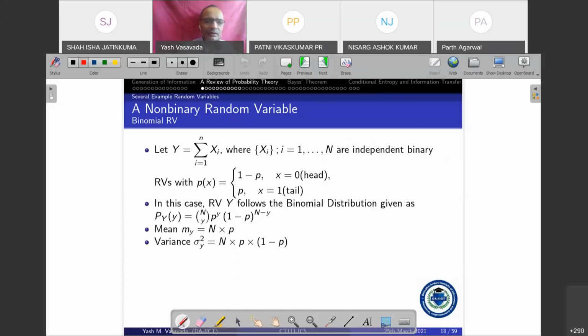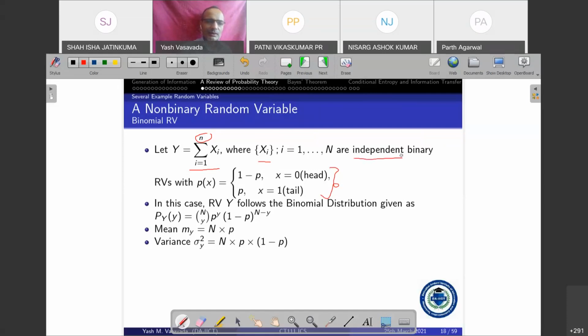And so the binomial random variable is actually very simply defined. It is the summation of a total of n Bernoulli variables. Each of these xi's that are getting summed up are all Bernoulli random variables. So that is all there is to it. The only requirement is that these binary random variables which we are adding up have to be independent.